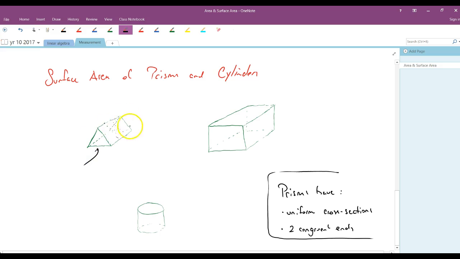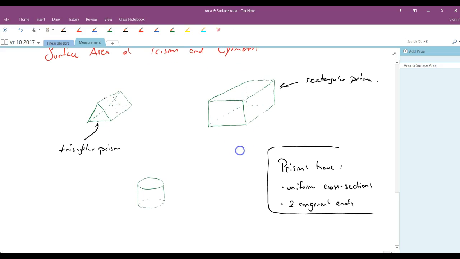So here we've got triangular ends, so it's a triangular prism. Here we've got rectangular ends, so this is a rectangular prism. And this guy here, circular ends, circular prism or cylinder. So let's write that out again.